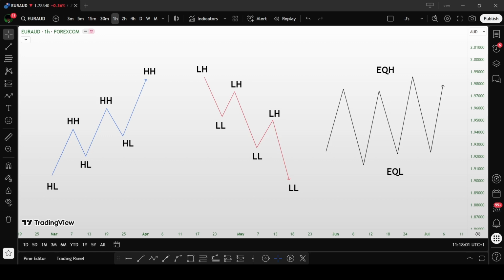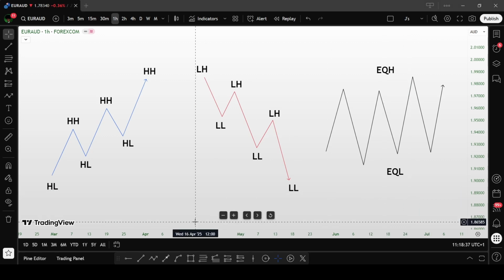I'm Jay, and today we are going to talk about market structure. For those of us who don't know, market structure is just a way of reading the charts. Now, when it comes to market structure, as you can see from the diagram that I drew here, we have the blue one, which seems to be going up according to the arrow at the end. We have the one that is going down, and we have the one that's just going up and down, sideways, right? Now, let's break it down.